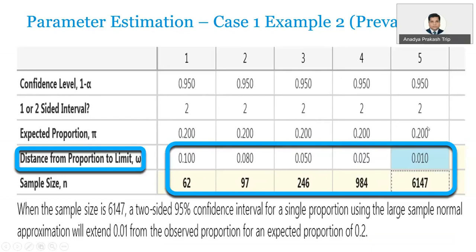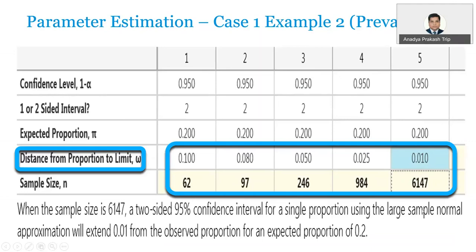Now, from this 20%, how much deviation, how far away is acceptable to me? So this is 10%, 8%, 5%, 2.5%, or 1%. Now you see, the closer I want to be, the bigger the sample size I have to pay, from the assumed reality. It should be the true reality also.